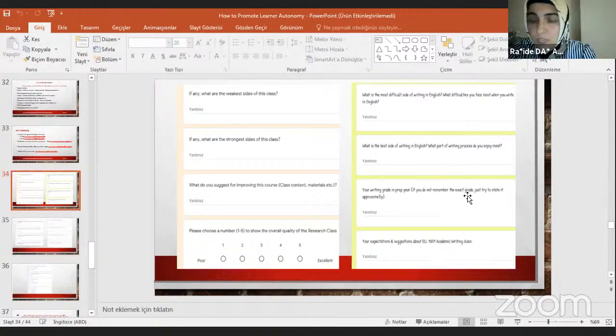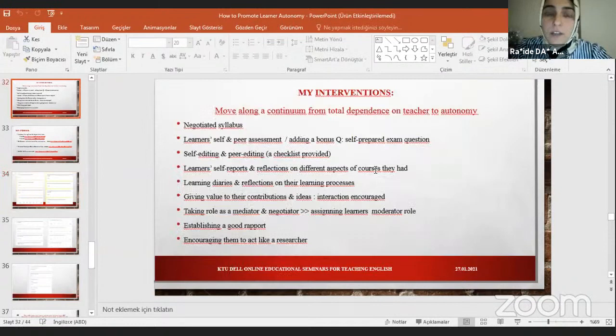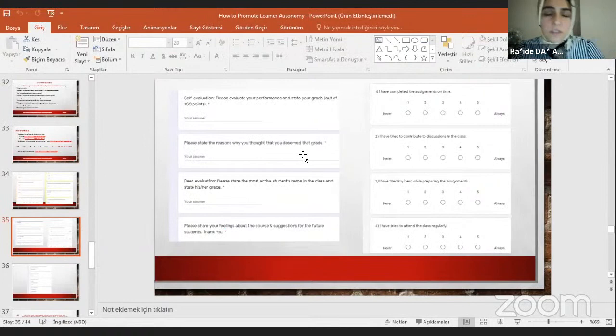So what else am I doing? I also encourage my learners to assess themselves. How am I doing this? Let me again show you an example. For instance, this form, which for me is on the left: self-evaluation. As you see, the first question: please evaluate your performance and state your grade. So this is in-class performance. I ask my MA students to do this.